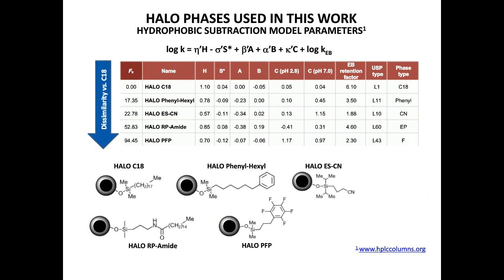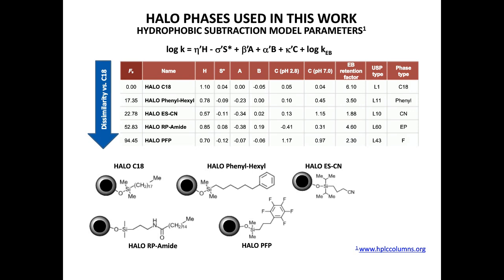So now we move on to an example. We're going to show an example with Halo phases, and I'll refer you back to a theory that was developed in the early 2000s by Dr. Lloyd Snyder and Dr. Peter Carr and Dr. John Dolan, which used an empirical characterization to support this theoretical model that has various parameters of the analyte and of the column that can be determined through some carefully and wisely designed isocratic experiments that they use to characterize columns.